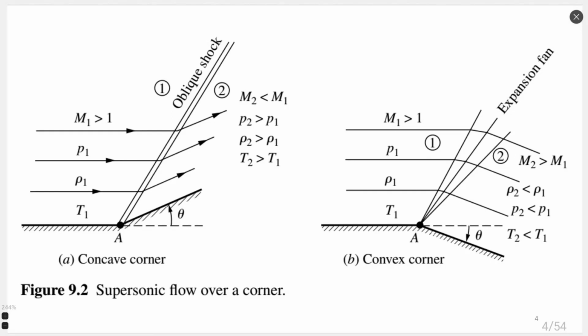Whether an oblique shock wave or an expansion fan happens depends on the flow properties before. The flow must be supersonic, but there must also be an angle which is compatible either with an oblique shock wave or with an expansion fan. This angle is shown here as theta.